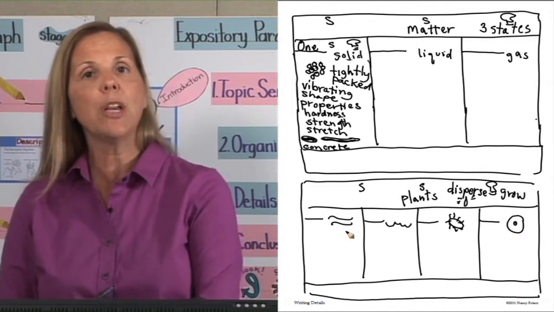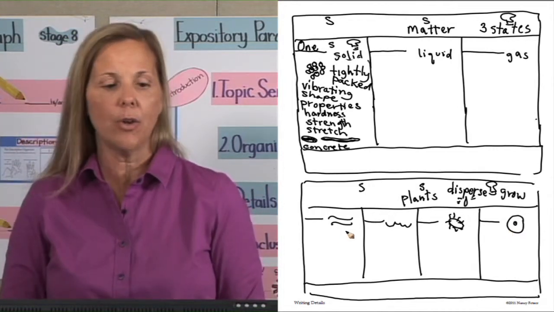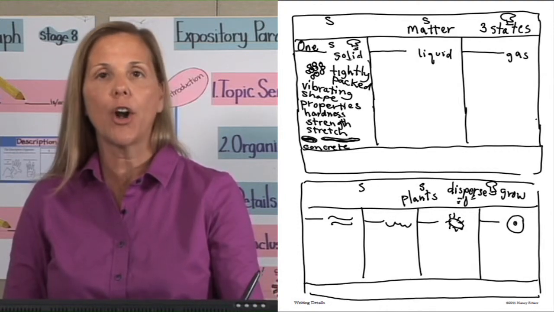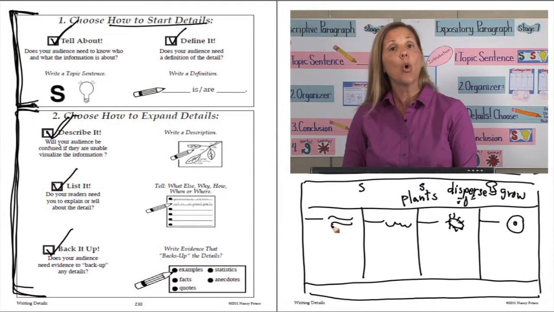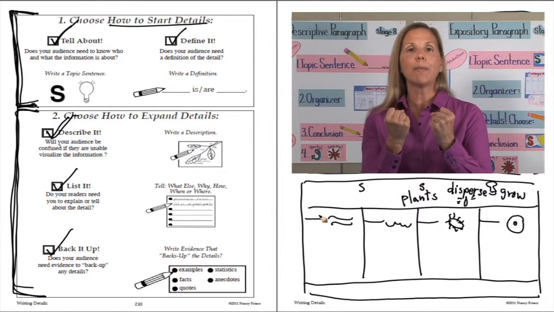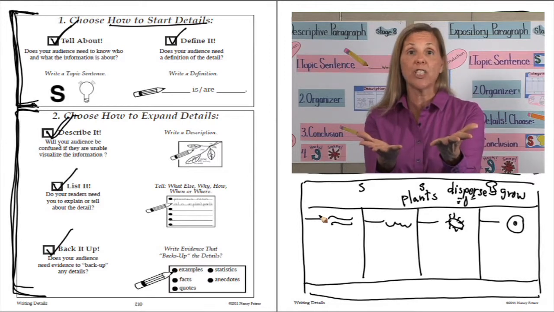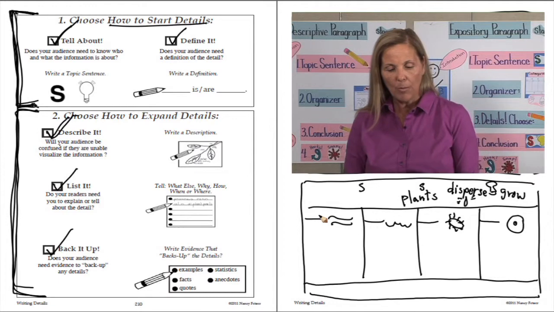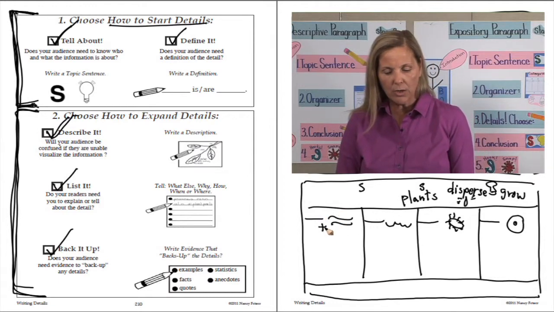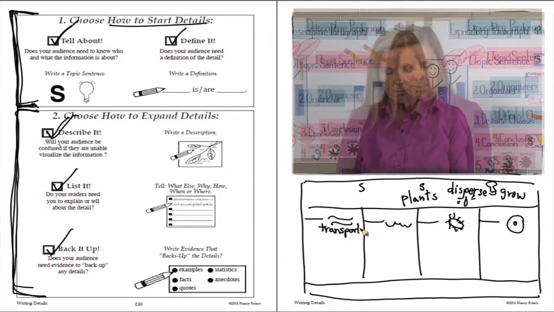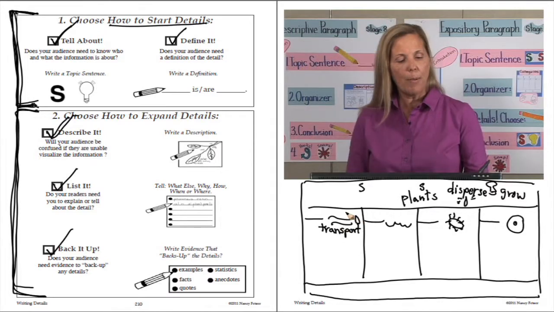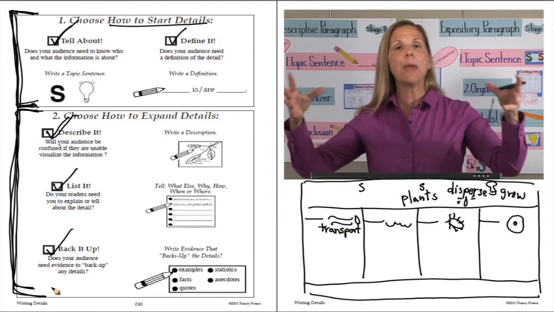Let's go back. Once I record the idea, what do I need to do? We need to start our details. The first detail is wind. I need to tell how wind will disperse the seed. Do I need to define anything? No. So I'm just going to use S light bulb. Who or what am I talking about? The wind. The wind transports seeds. So I'm talking about the wind, and what does it do? The wind can transport seeds. So I'll put a seed up here. Go back and let's see, do I need to expand on the details?